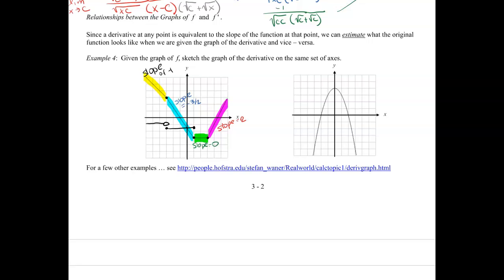I don't have to. My next bit started at the x value of 1, and my slope was 0, so my y value is going to be 0. And that goes all the way until x equals 3.